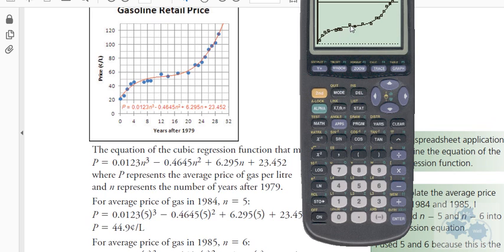We have some data from 6.4 in Foundations of Math 30. We have some data for gas prices. Here is my cubic regression equation, that line, that curve of best fit that fits through there.